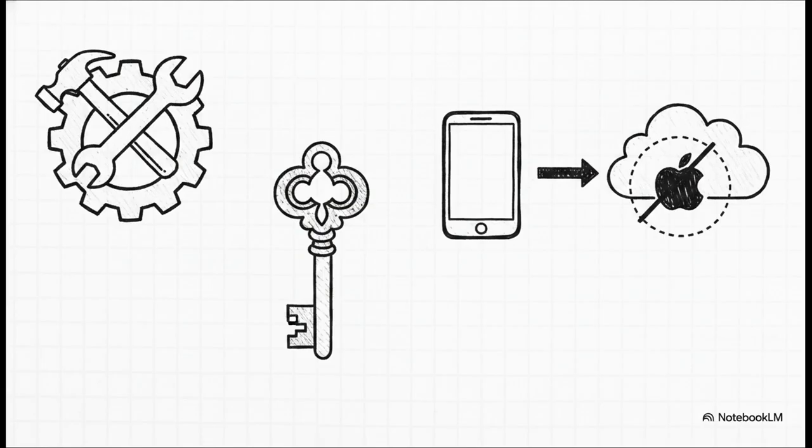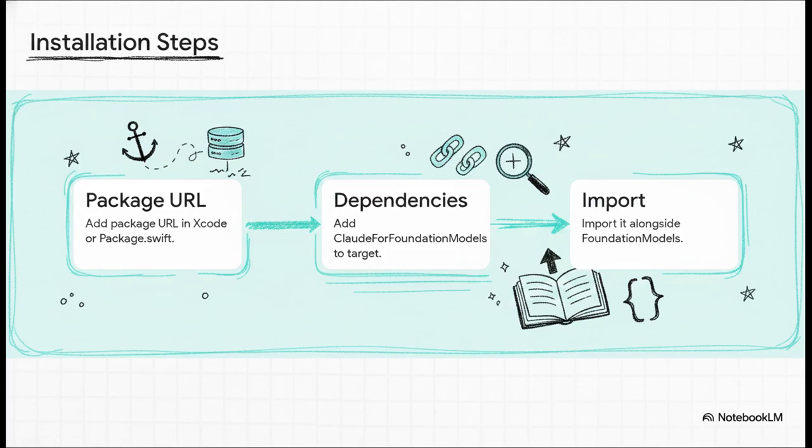Now, one super important note straight from the docs. Your requests go directly from your app to the Claude API. Apple isn't in the middle, they don't see your prompts, and the usage is just billed to your regular Anthropic account. Getting this into your project is totally frictionless.